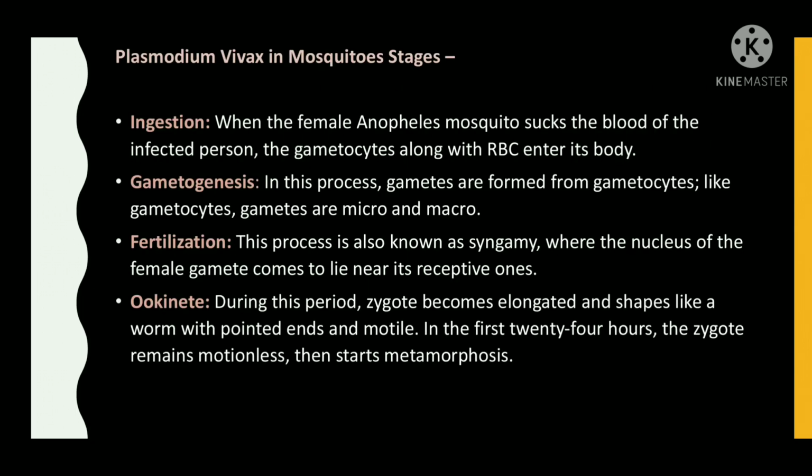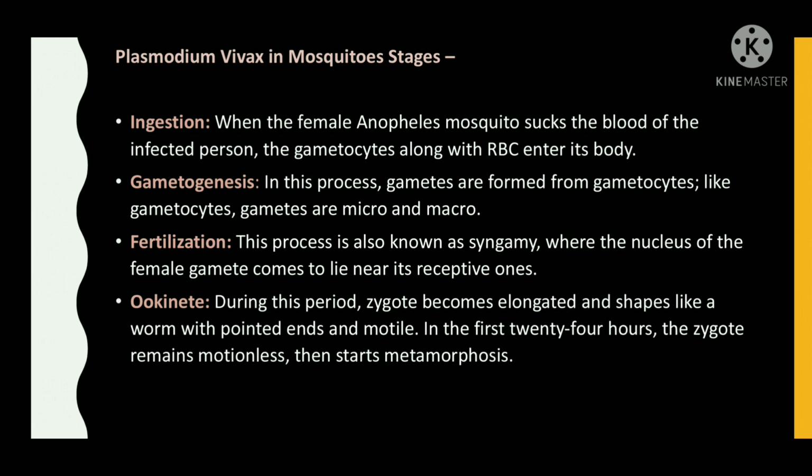Plasmodium vivax in the mosquito has the following stages. Ingestion: when the female Anopheles mosquito sucks the blood of the infected person, the gametocytes along with RBCs enter its body. Gametogenesis: in this process, gametes are formed from gametocytes. Like gametocytes, gametes are micro and macro. Fertilization: this process is also known as syngamy, where the nucleus of the female gamete comes to lie near its receptive one.